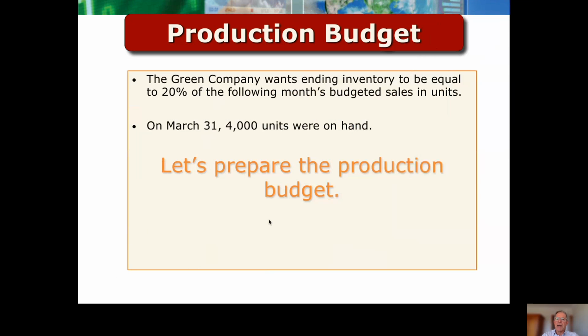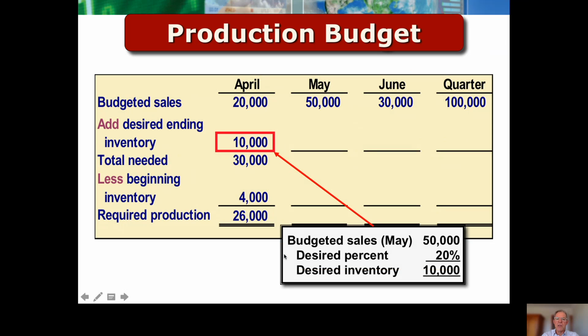So we've completed our sales budget. We're ready to transfer that data into the production budget. We would like our ending inventory to be 20% of the following month's budgeted sales. And we had started with 4,000 units on hand. So let's have a go at our production budget.